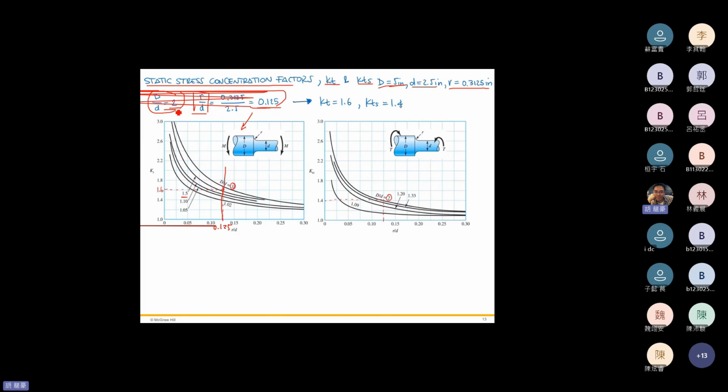And the ratio 2, where is the ratio 2? This is ratio 3, and this is ratio 1.5, so we get somewhere in between. Then we can figure out the stress concentration factor Kt is roughly 1.6. And for Kts, the shear stress concentration factor, similarly the ratio 2, the top curve, and r over d is 0.125, so Kts is around 1.4.